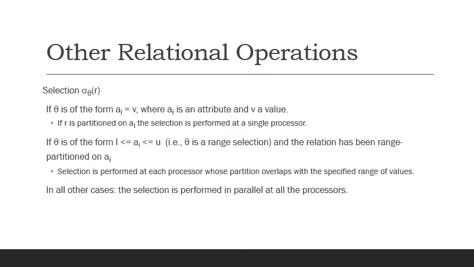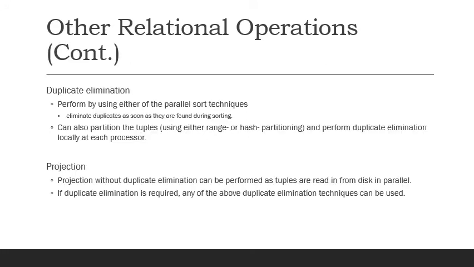Then next is duplicate elimination. We can perform it by using any of the parallel sort techniques. We can eliminate duplicates as soon as they are found during sorting. We can also partition the tuples using either range or hash partitioning and perform duplicate elimination locally at each processor. Then the projection operation. Projection without duplicate elimination can be performed as tuples are read in from disk in parallel. If duplicate elimination is required, any of the above duplicate elimination techniques can be used.